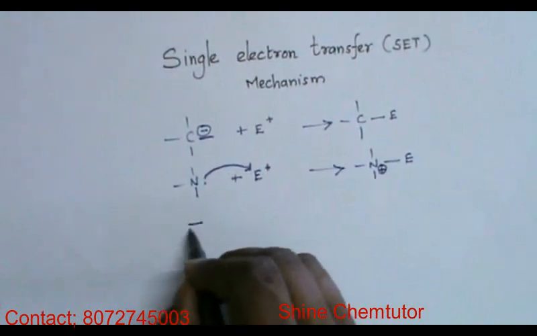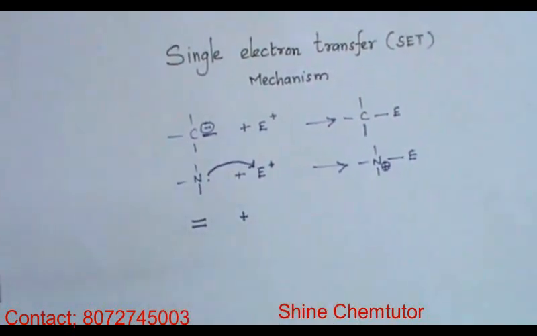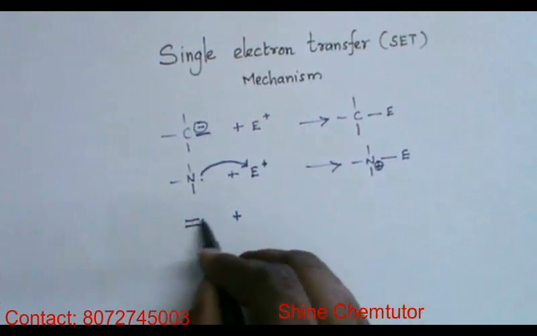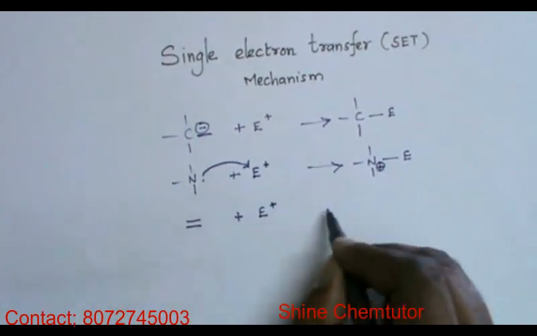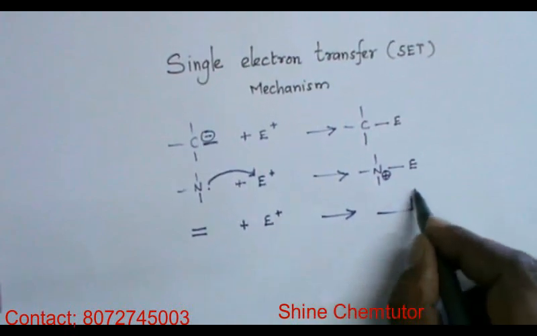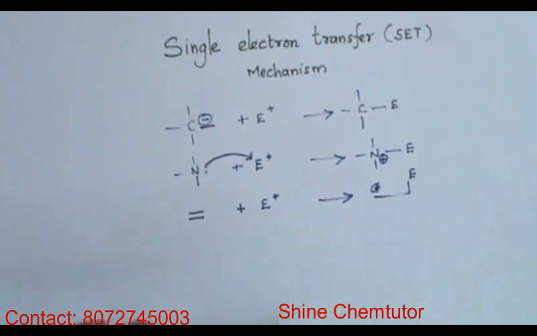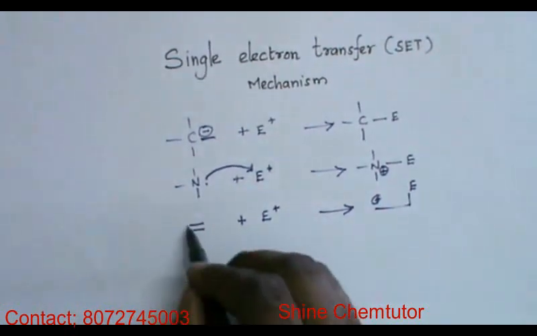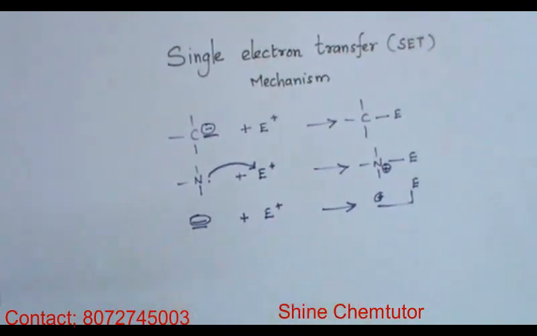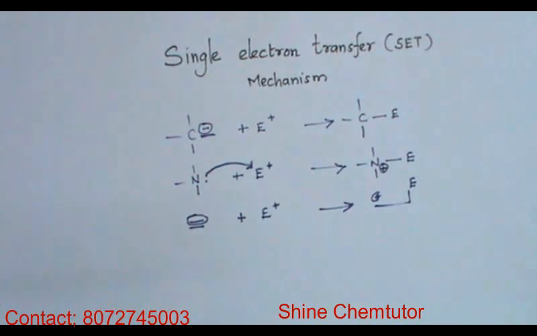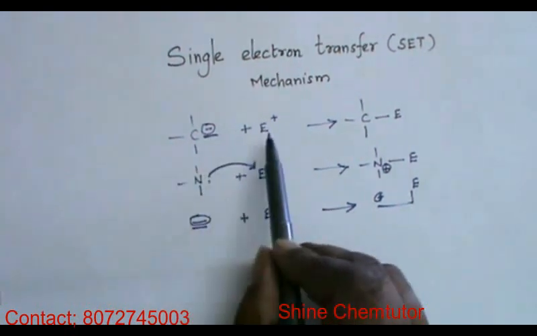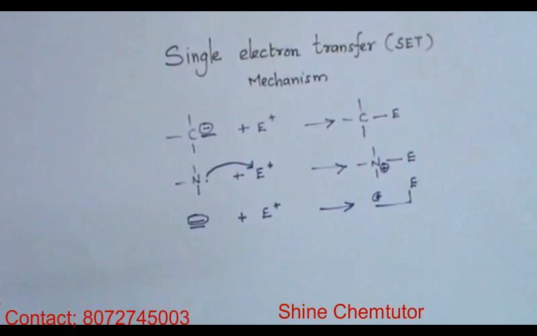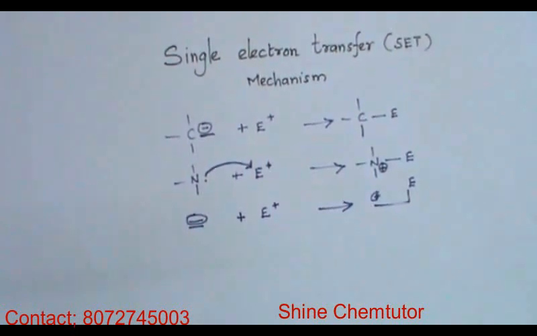Next one, let us go for an alkene. In that case also this pi bond attacks the electrophile to give this one. Here also this pi bond is equal to 2 electrons. So in all these cases 2 electrons are added to the electrophile. Is there any possibility to add 1 electron? Yes, it is possible. We can add 1 electron to the electrophiles.